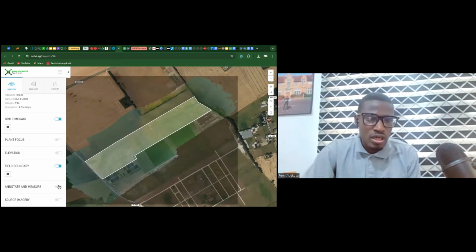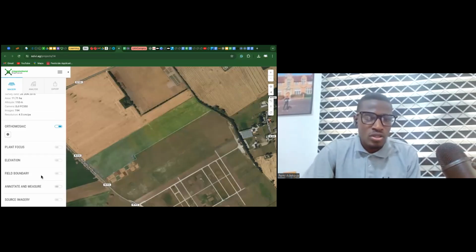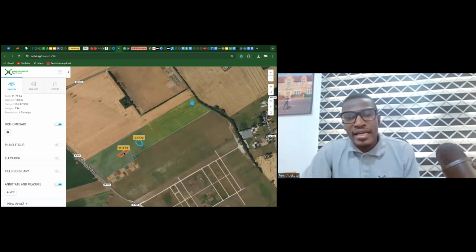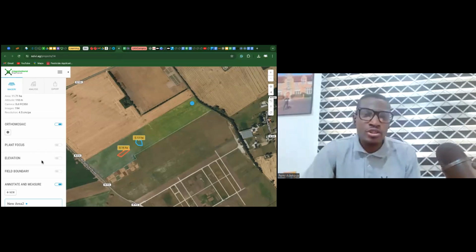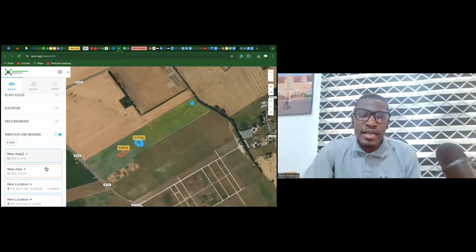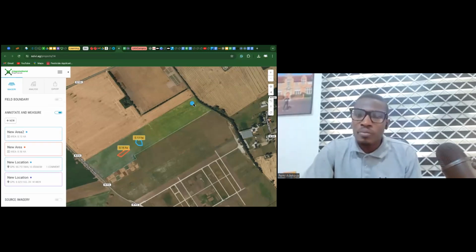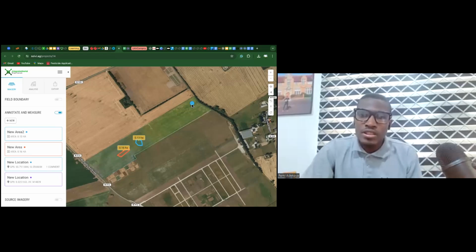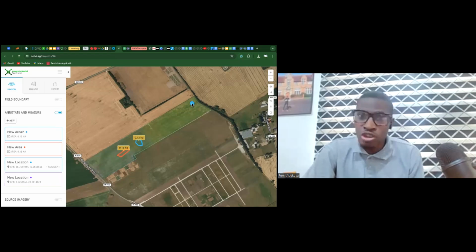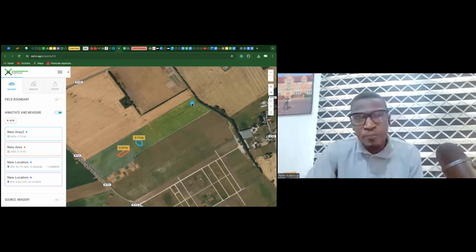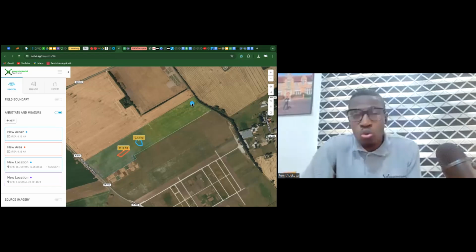And I can create annotations. For example, I can create an annotation about scouting. Particularly for this area, this dot that you see here, I can give you the GPS coordinate of that point and send it to the manager on the ground or the supervisor on the ground to walk down there, to do what we call ground truthing, and examine what is going on there.